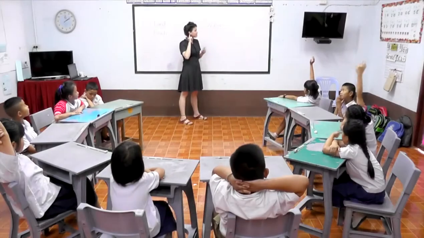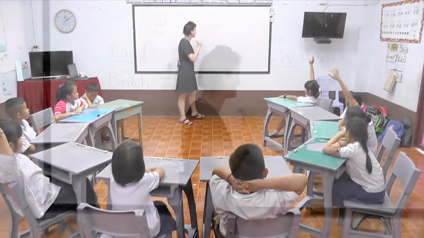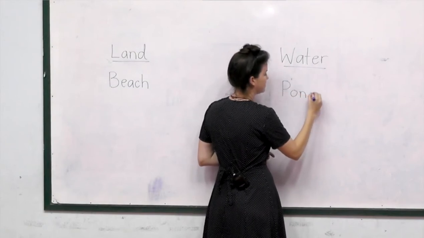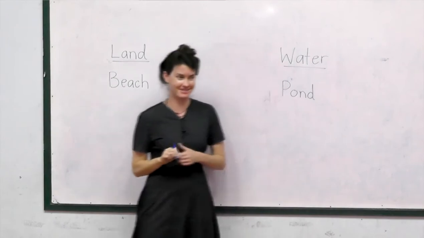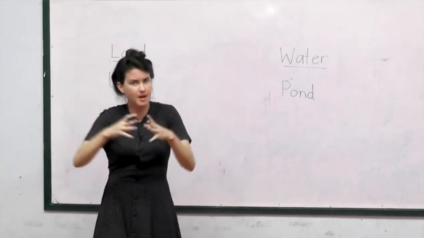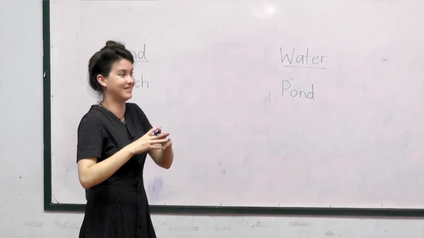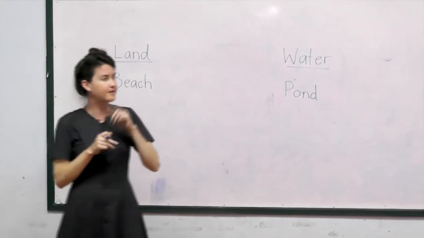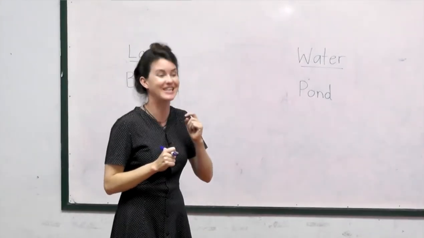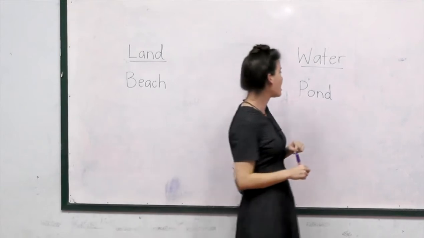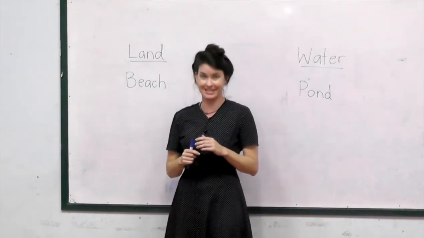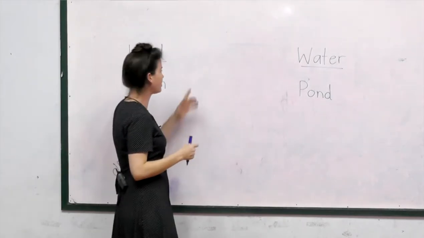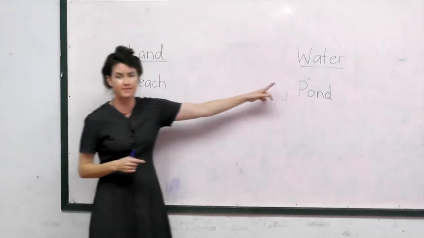I heard you say water. Pond. Good. P-O-N-D. Pond. Is a pond big or small? Small. Do you remember which one is like a snake? River. Ocean? Yes. Ocean. Okay, good job, girls. Is an ocean big or small? Big. Should we put ocean with land or water?